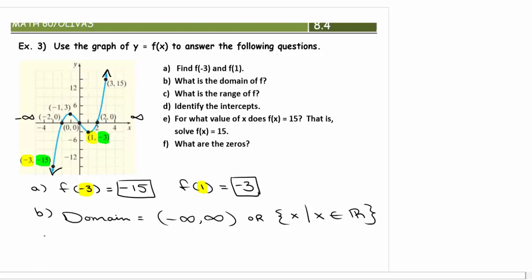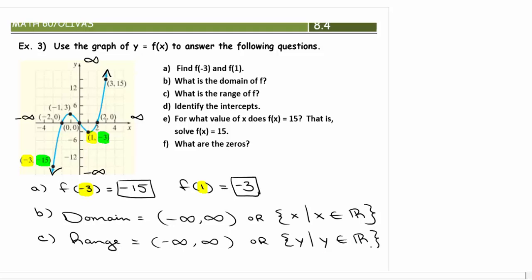Let's go ahead to C. What is the range? So the range, if you notice the arrows, they go down towards negative infinity, up towards positive infinity. So the range is the open interval from negative infinity to positive infinity, or the set of all y, such that y is an element of the set of real numbers.